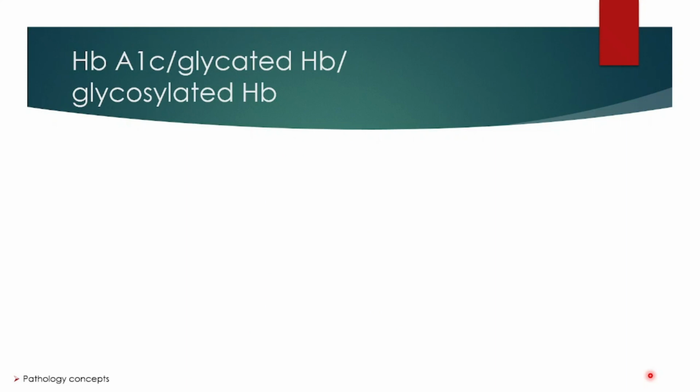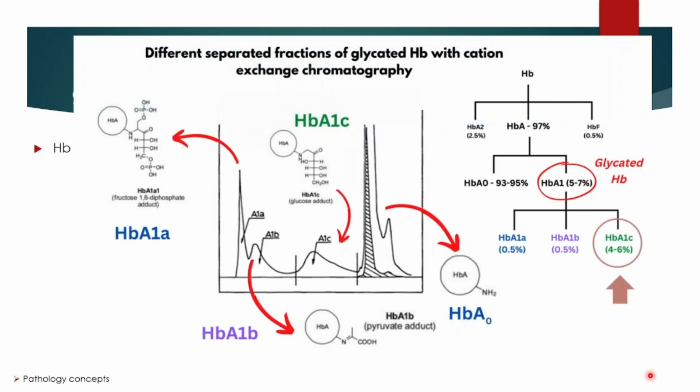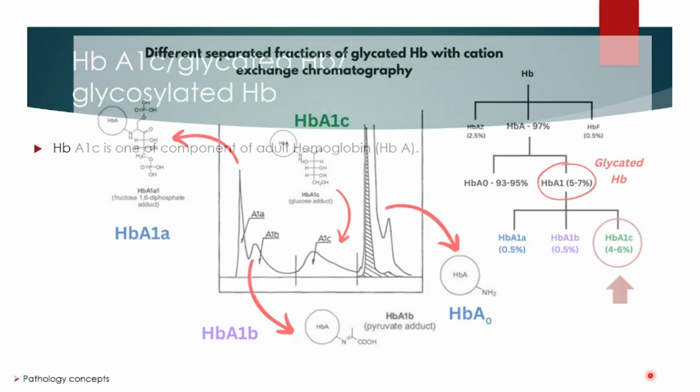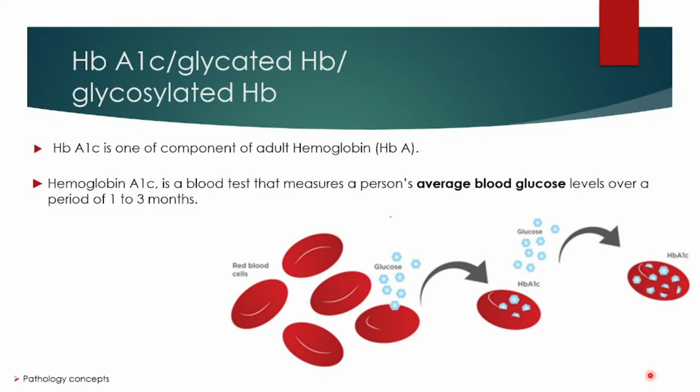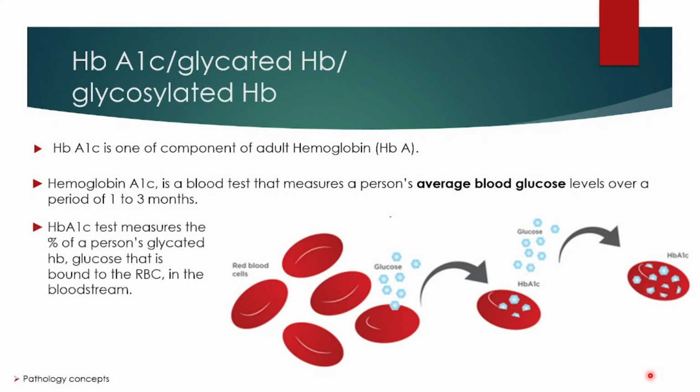Let's discuss HbA1c in detail. HbA1c is one of the components of adult hemoglobin, HbA. When HbA is separated by cation exchange chromatography, the following fractions are separated: HbA0, HbA1a, HbA1b, HbA1c. HbA1c is a blood test that measures a person's average blood glucose level for a period of 1 to 3 months. HbA1c measures the percentage of a person's glycated Hb, glucose that is bound to RBC in the bloodstream.